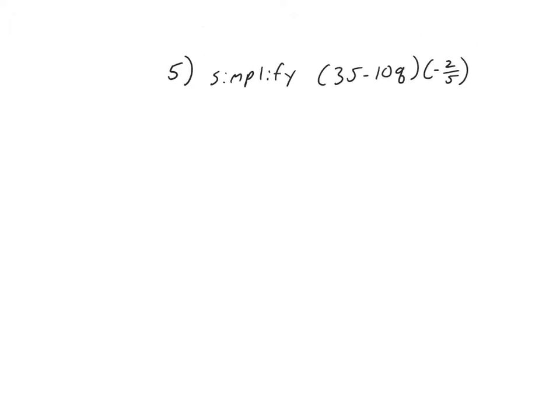Okay, let's do number 5. Number 5 says simplify 35 minus 10q times -2/5. To do this one, we're going to use the distributive property. We're going to distribute the -2/5. So it's going to be -2/5 times 35, and then -2/5 times -10q. So we'll start with -2/5 times 35, and we'll turn that into a fraction, put 1 underneath, and then just multiply straight across. So 2 times 35 is 70, and 5 times 1 is 5.